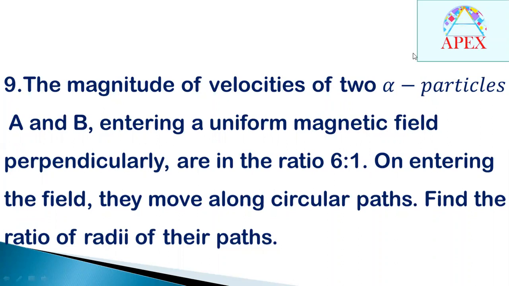So what is the formula for the radius of the circular path here? R equal to mv by qB. Since both are alpha particles, m values are the same, q values are the same, and B is also the same here. They are entering into the same magnetic field. Then simply here radius is directly proportional to velocity. So if the velocity ratio is 6:1, then the radius ratio RA by RB is also 6:1. Simple question it is.